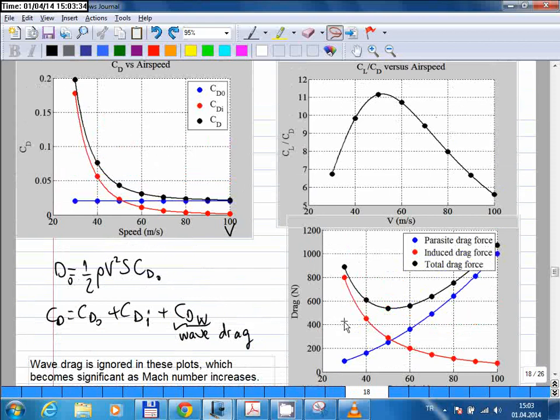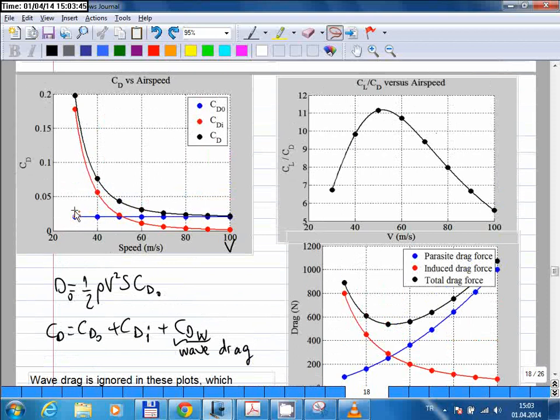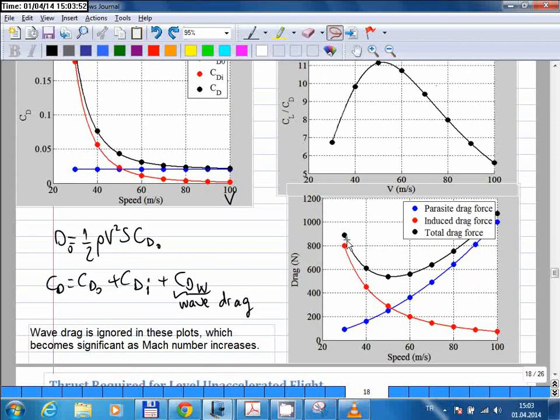So similar to what you see here, at low speeds, the parasite drag force is small. That's because the parasite drag coefficient is small with respect to the induced drag coefficient. And when you look at the dimensional data, you see the same thing. At low speeds, you have a large induced drag force. As the flight speed increases, the parasite drag force starts increasing, but the other one starts decreasing. At a certain point, they intersect, they become equal to each other. And if the flight speed keeps increasing, then the parasite drag force becomes larger than the induced drag force component.